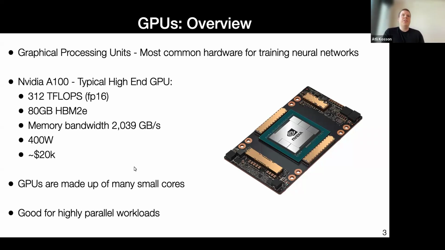Each GPU is essentially just a collection of a bunch of tiny cores that all work together to do operations in parallel. GPUs are specifically made for highly parallelizable workloads, like matrix multiplications, which make up our neural networks.